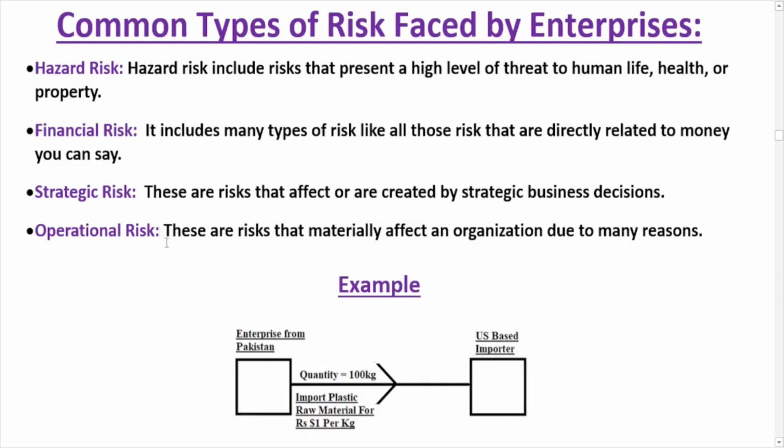Then we have operational risk. These are risks that materially affect an organization due to many reasons, like there is prospect of loss resulting from inadequate or failed procedures of internal affairs of the organization. Then we have systems or policies. Then we have employee errors, system failures, fraud or other criminal activity, and so on.